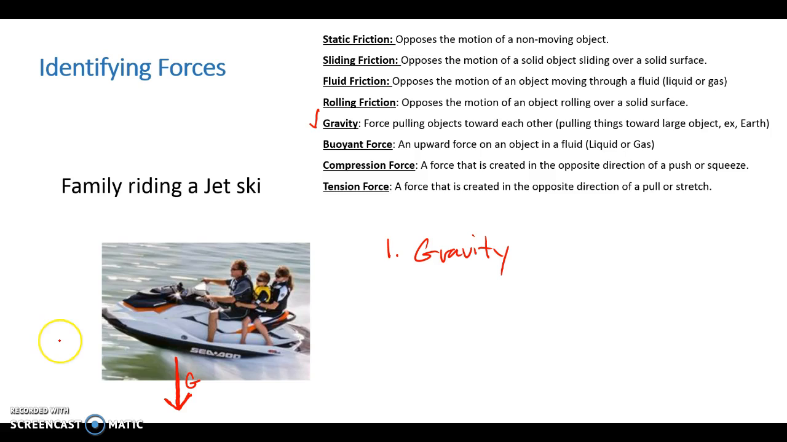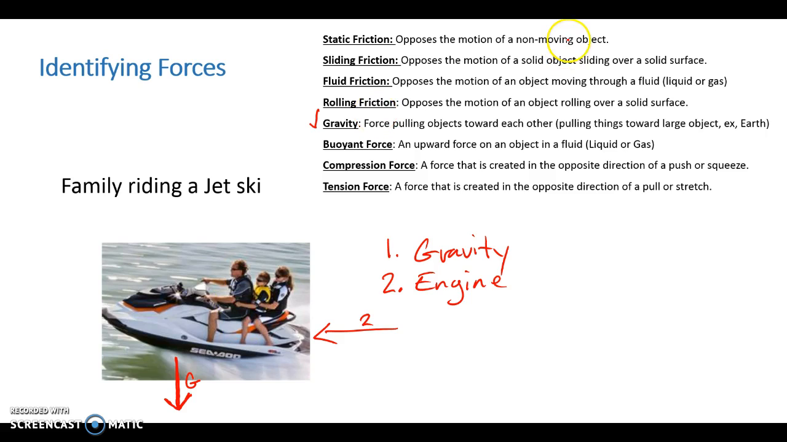I also see the object moving, so for something to be in motion, I know that a force must be applied. Let's say that the engine is applying a force in this direction, moving the object. I also know that anytime there's motion, there must be a frictional force opposing the motion. I have 4 friction forces to choose from.